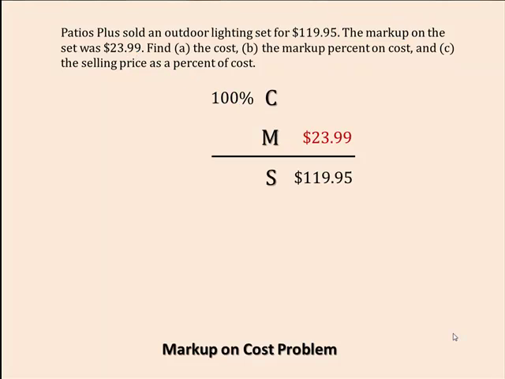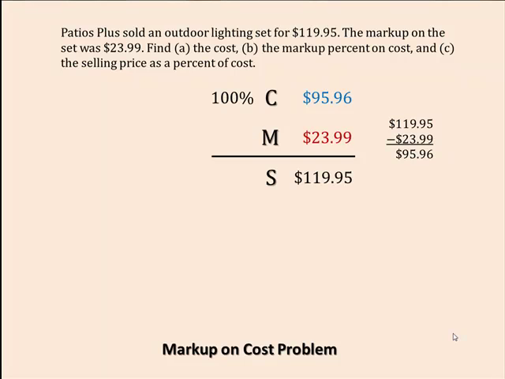So now that we have the sales price and the markup price, we can determine what the cost is. The sales minus the markup is going to be our cost. So we know that the cost of this outdoor lighting set was $95.96, which happens to be our base because it's 100%. But we'll see that in a moment.